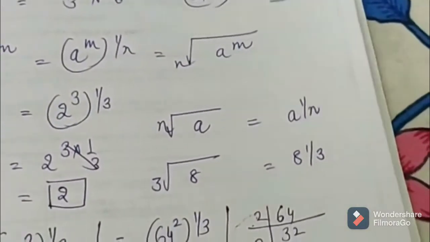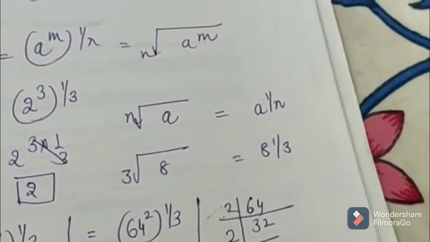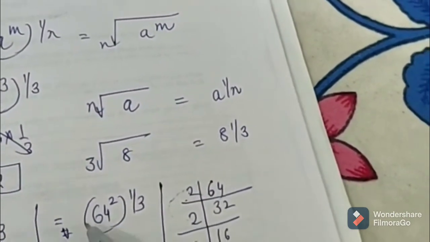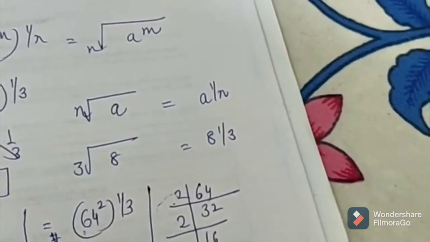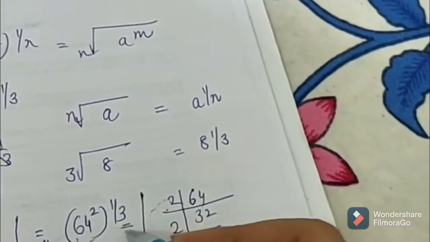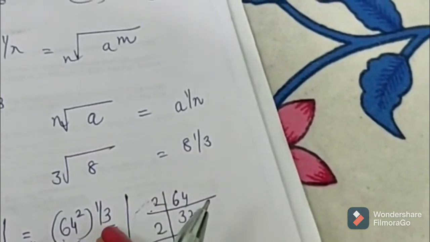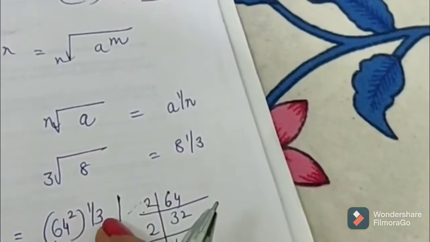The second method you can think in a different way also. Again this question, third root of 64 square can be written as 64 square into 1/3. Now look at this denominator. Denominator is 3. Now you think over, can 64 be written as any number whose power is 3?